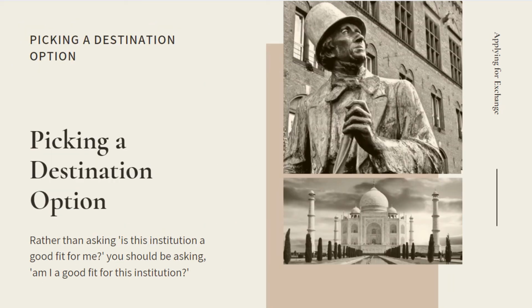Common mistakes applicants make in their deliberations include the following. I will only go on exchange if I get to go to London. Or another example, my parents will only allow me to go to an institution which is ranked higher than Melbourne. Rather than asking, is this destination a good fit for me? You should be asking, am I a good fit for this destination?